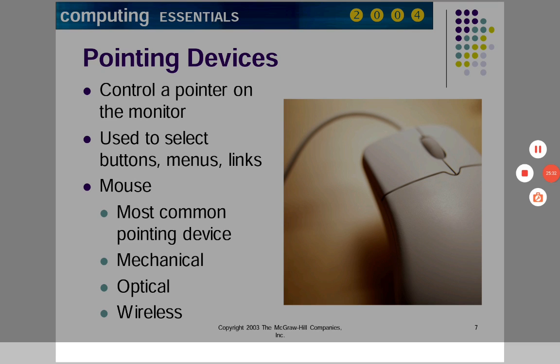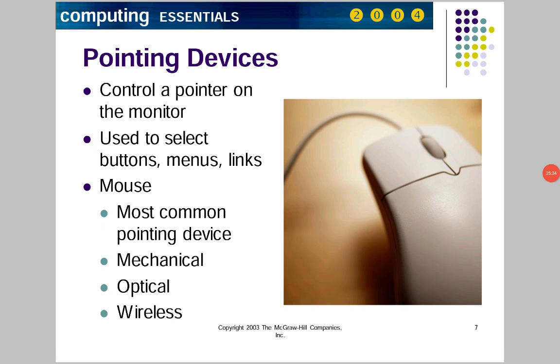So pointing devices, there are many. Other pointing devices are also available, like mouse pointers, which control a pointer on the monitor. Use it to select buttons, menus, links. Mouse is the most commonly used pointing device. It is generally built with mechanical or optical types. There are many types of mouses available. So it is a pointing device.